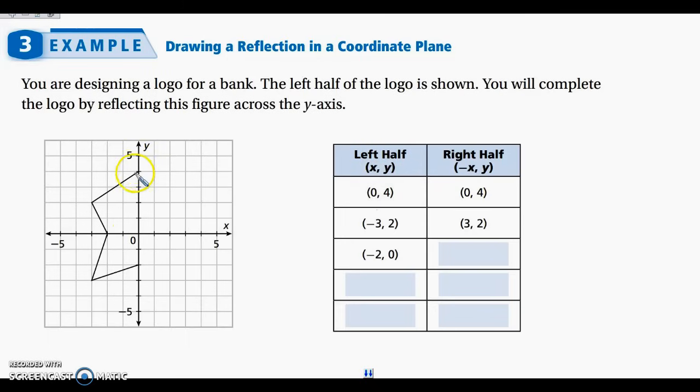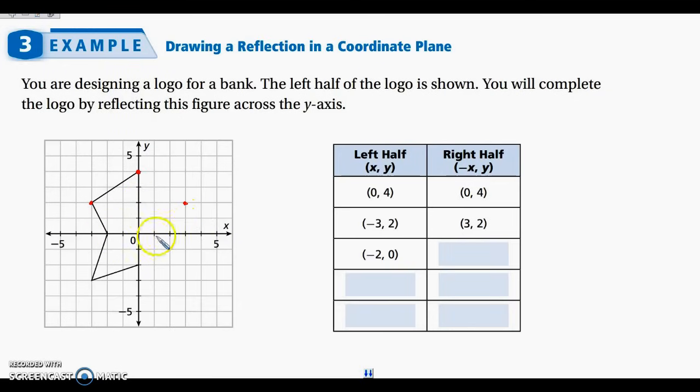I have the point (0, 4), which is right here. If I change 0 to a negative, it's still 0, so my reflection stays in the exact same place. Then we look at the point (-3, 2), which is right here. I change the sign for my x value, so instead of -3, it becomes +3, so it's (3, 2). Notice the distance that I go up from the x-axis does not change. It's just the distance from the y-axis that is different.